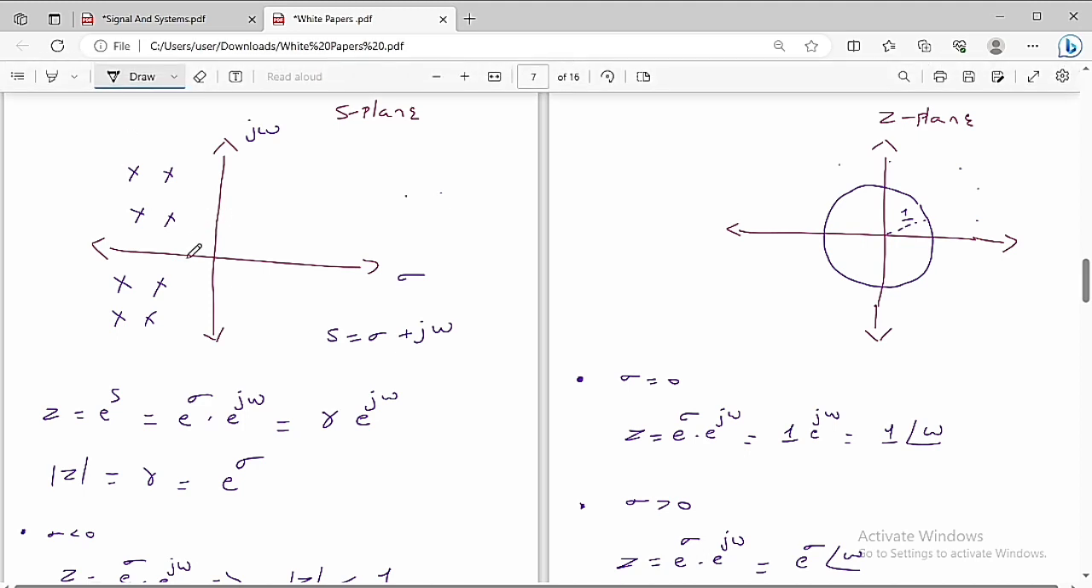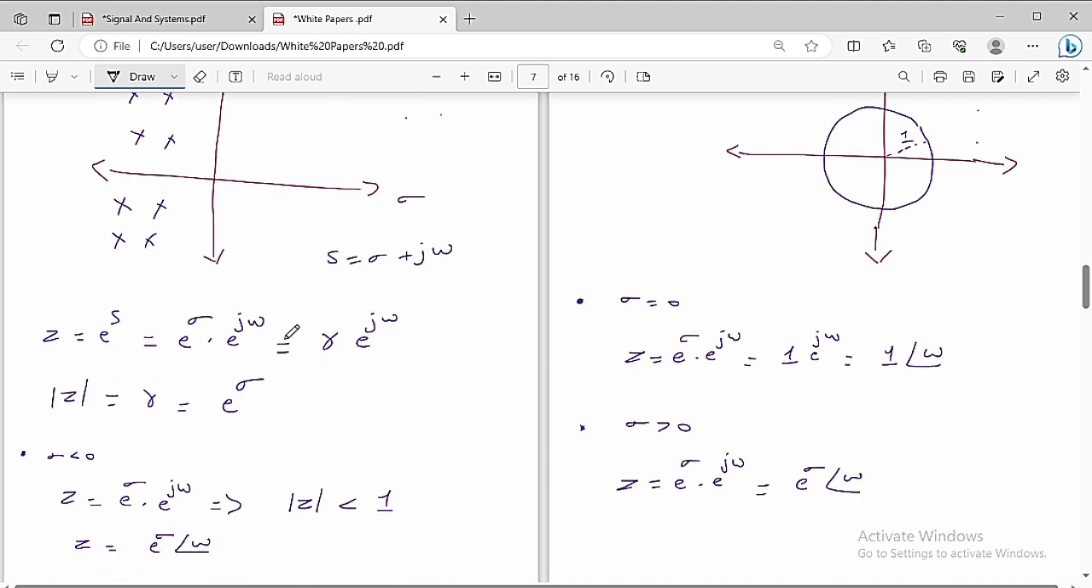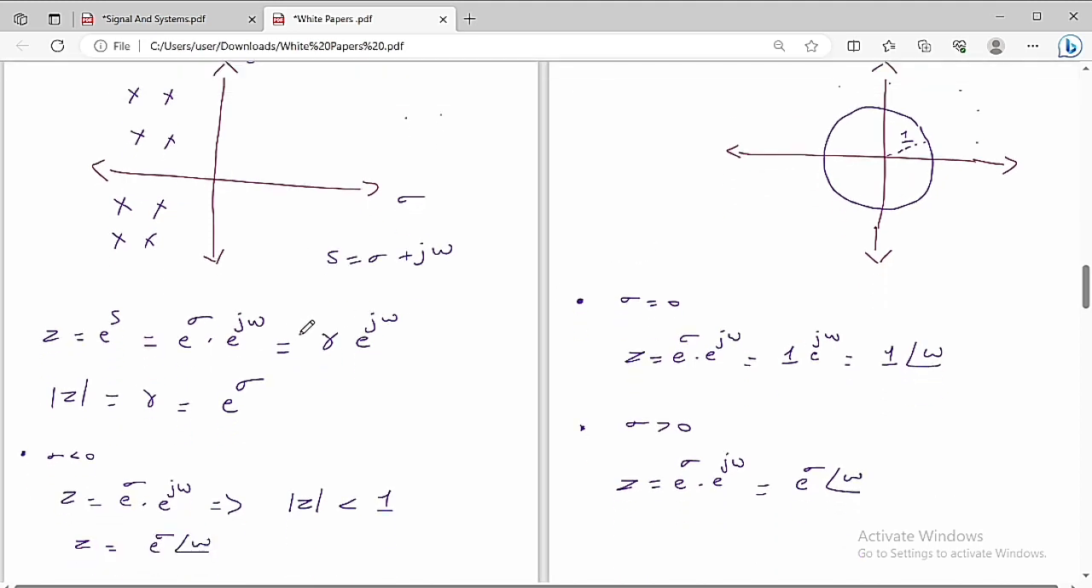So finally I can say all the points in the left half of the S-plane are going to map inside the unit circle, all the points on the imaginary axis are going to map on the unit circle, and all the points of the right half of the S-plane are going to map outside the unit circle. Based on the formula, Z is equal to e to the power of S, where S is equal to sigma plus j omega, so e to the power of sigma into e to the power of j omega. When sigma is less than 0, the radius is less than 1. If sigma is equal to 0, the radius is equal to 1. And if sigma is greater than 0, the radius is greater than 1.